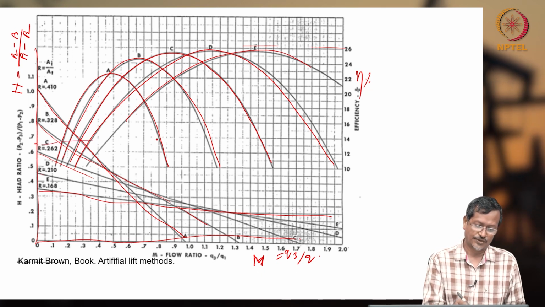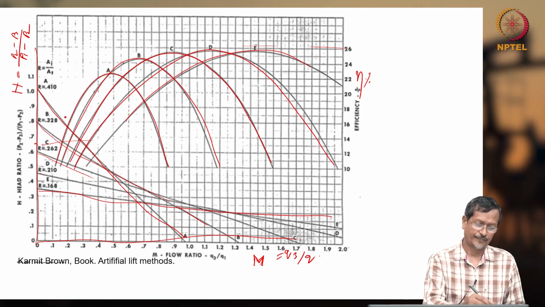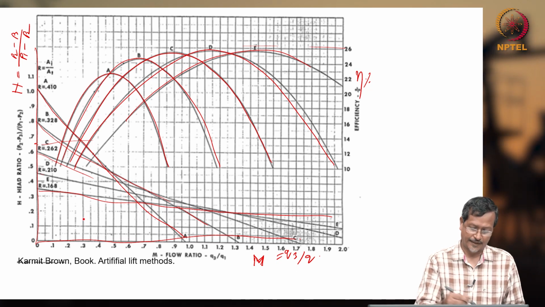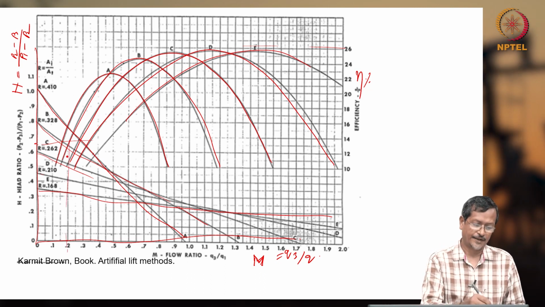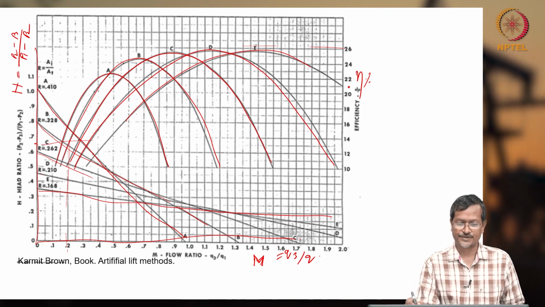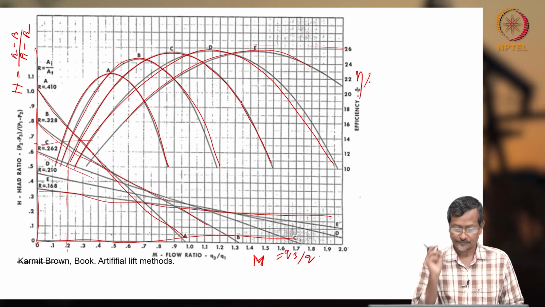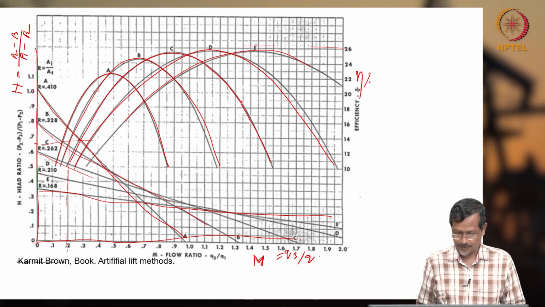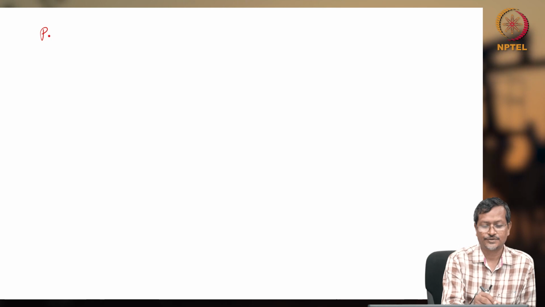So 0.667, like here, you draw a horizontal line and you see the area ratio. From the area ratio you can directly calculate your mass flow rate, or if you have M, then you can directly calculate the area ratio. And from the efficiency curve also you can get how much efficiency you are getting. So this chart also you can use. Okay, so pressure and friction loss.